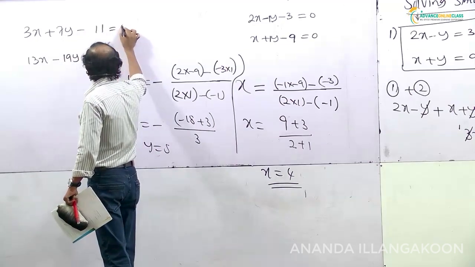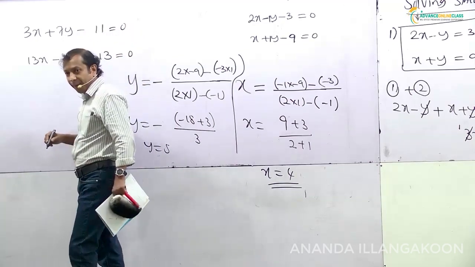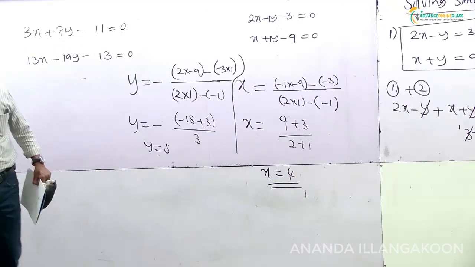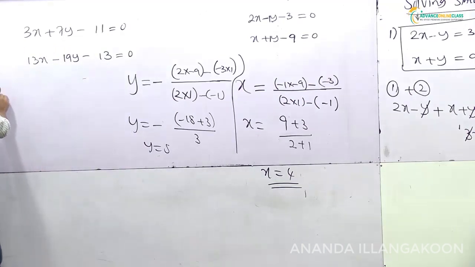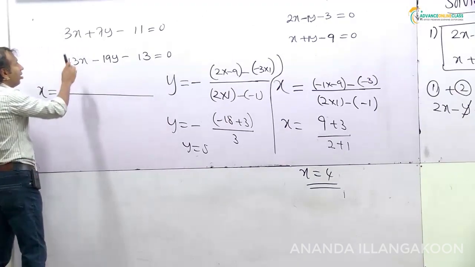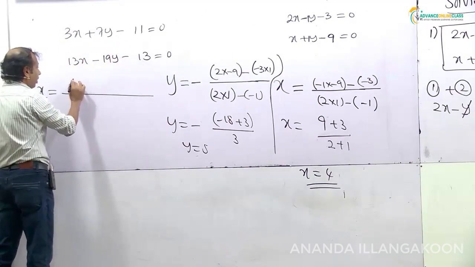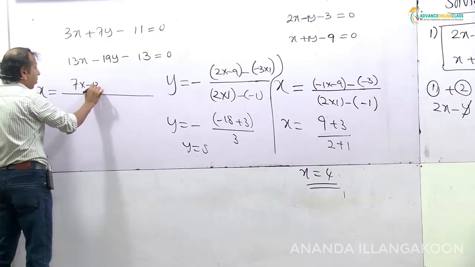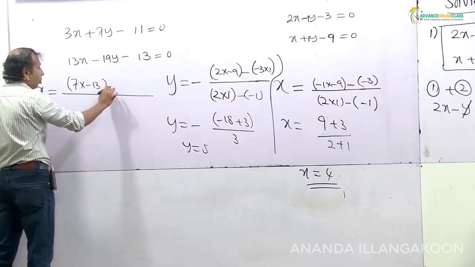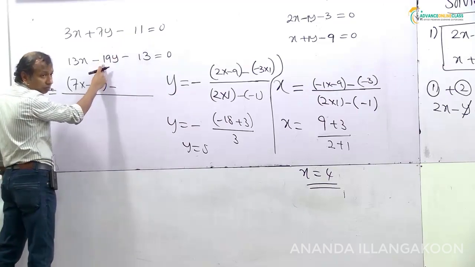Minus 0. Right. Now tell me x. Now tell me x. 3 into, sorry, we don't take this, no? 7 into this. 7 into minus 13. Put minus sign. Minus 11 into minus 19.